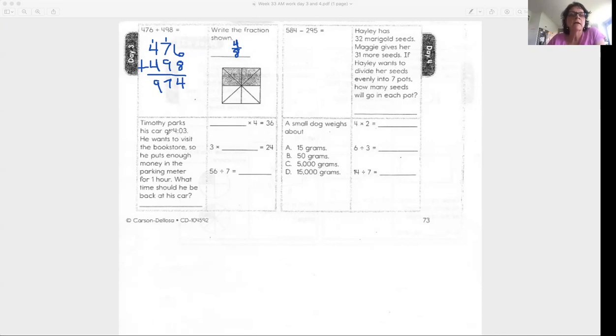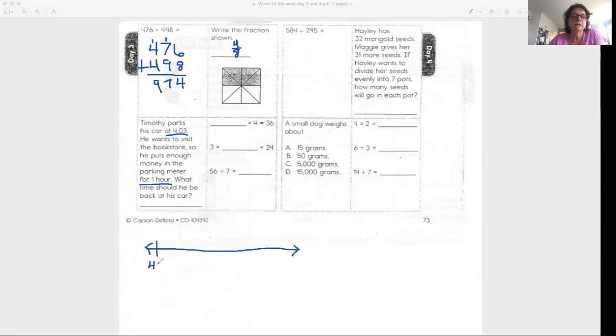All right, next we have a word problem, and it looks like it's going to have us practice time. Timothy parks his car at 4:03. He wants to visit the bookstore, so he puts enough money in the parking meter for 1 hour. What time should he be back at his car? Well, remember, elapsed time, we usually draw a number line for this. So that's what I'm going to do here to show where I got my answer. Okay, and put arrows at either end, and we're going to start at 4:03.